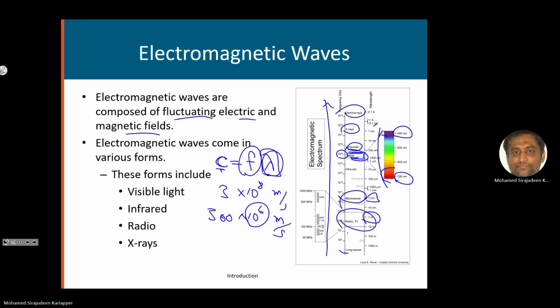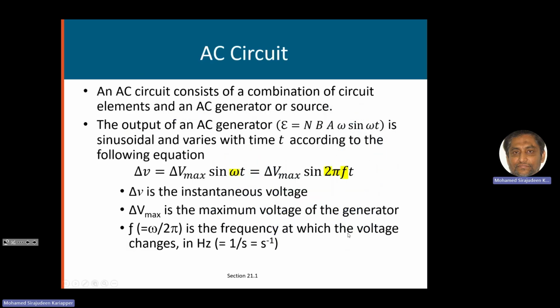Okay, right, now we'll go to the circuits. A circuit with an AC power source. An AC circuit consists of a combination of circuit elements. The circuit elements can be a resistor, inductor, capacitor, and an AC source. It can be an AC generator, and from an AC generator, what we get out is an alternating current source, or AC source.